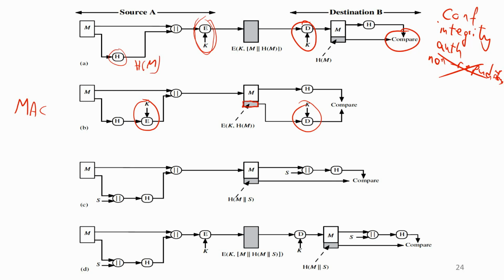This one here in part B does not achieve confidentiality because the message itself is not encrypted. The message is sent in the clear. So this achieves integrity because now you are able to check the contents of the message.